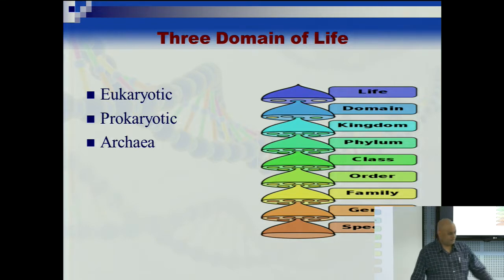So what's the main difference between eukaryote and prokaryote? We discussed it in the first class. It is basically the presence of a nucleus. Advanced cells have a nucleus, and the nucleus has a wall over there.